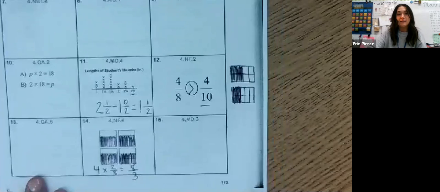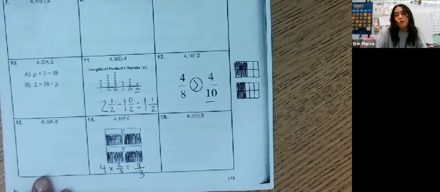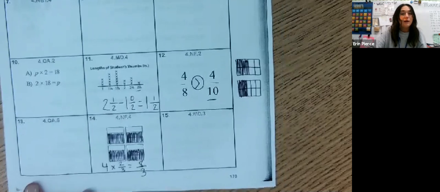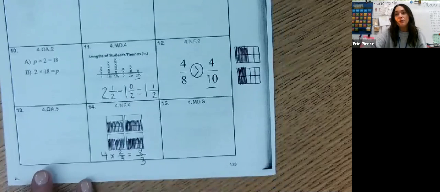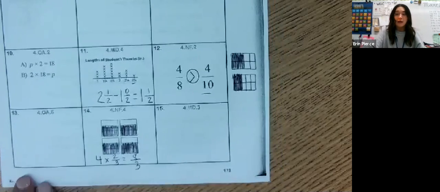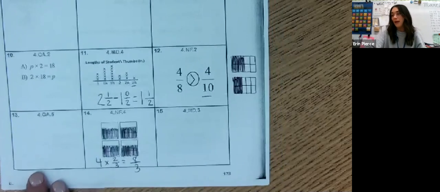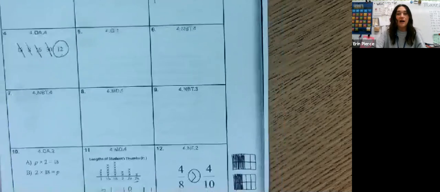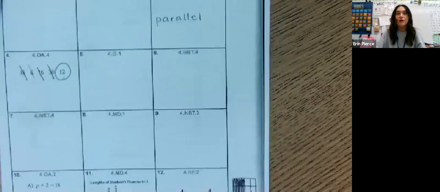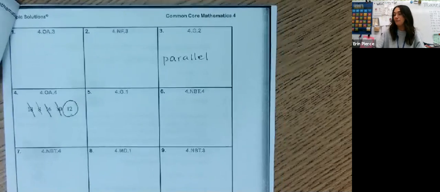Okay, those are the ones that I did today. If you have any questions that I did not cover, I can go over them this afternoon, or you could even ask during our morning meeting tomorrow, okay? But those were the 5 that I think posed the most challenge on the lesson.